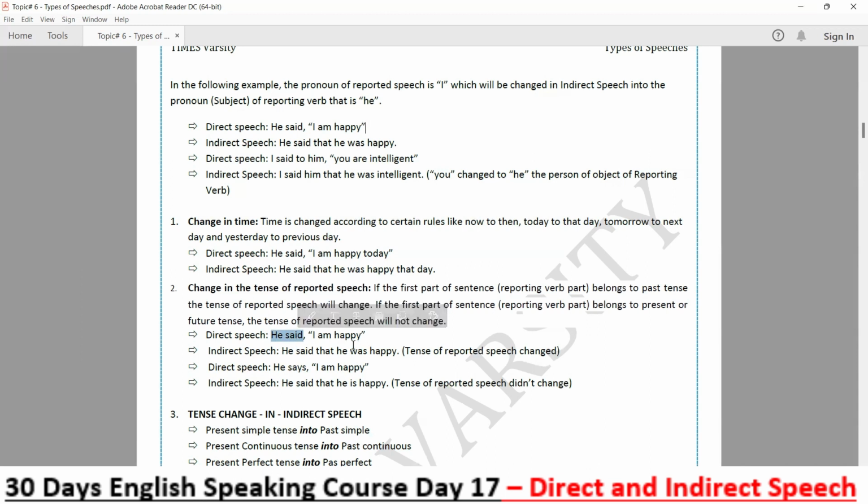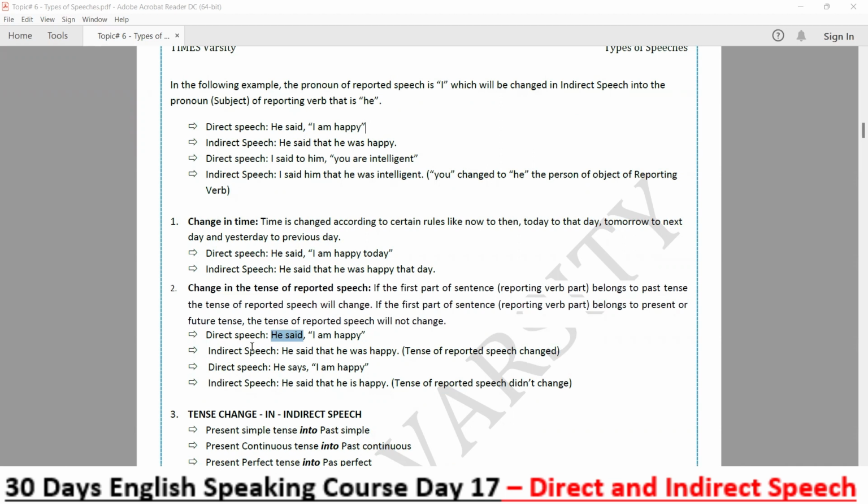Past. In past, again, we have indefinite, continuous, perfect, and perfect continuous. In which of these? Indefinite. Past indefinite, right? So you should say this sentence is in past indefinite. So what is the rule? If the first part of the sentence, that is the reporting verb, belongs to past tense, the tense of reported speech will change.